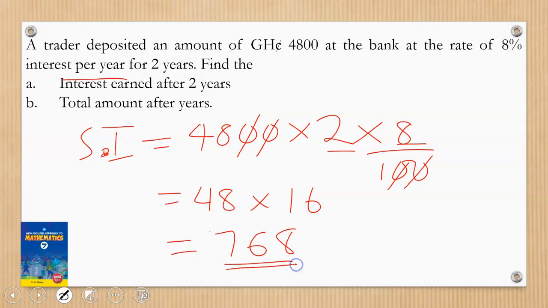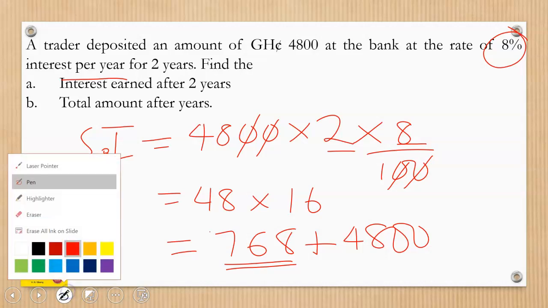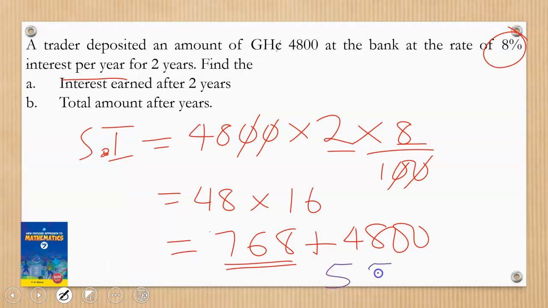So 768 will be the amount you receive after 2 years keeping this money with the bank at the rate of 8%. Then the total amount after the years. That means I'm going to add this amount to the 4,800 so that you know how much you have to take at the end of the 2 years from the bank. So you are going to now receive 5,568. Keeping your money with the bank for 2 years, and the amount is 4,800, you end up making your money go up to 5,568. Good.